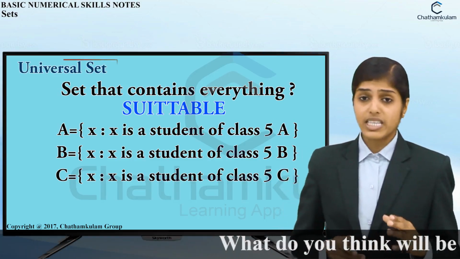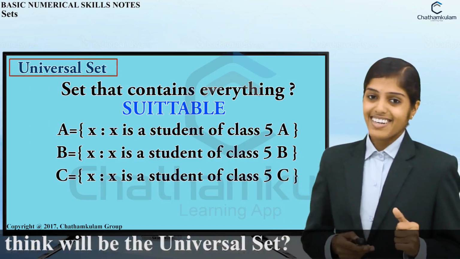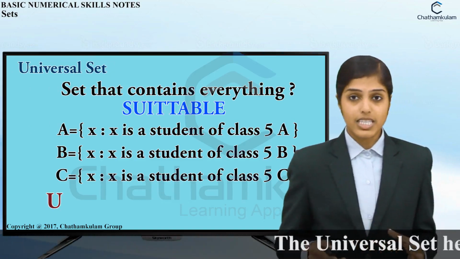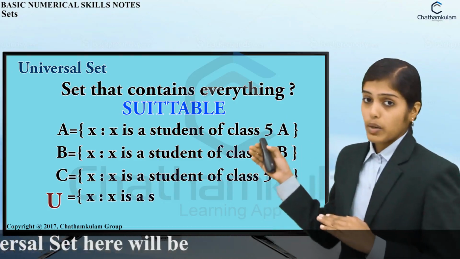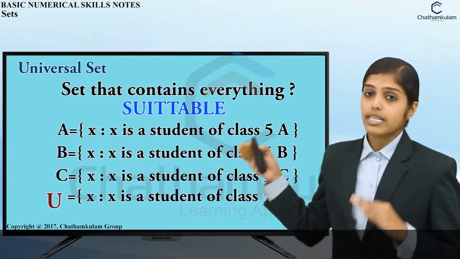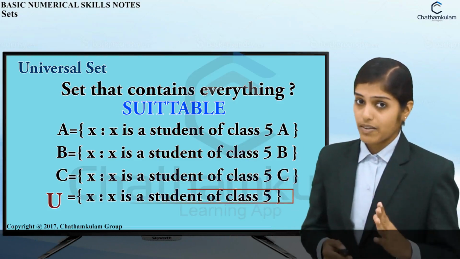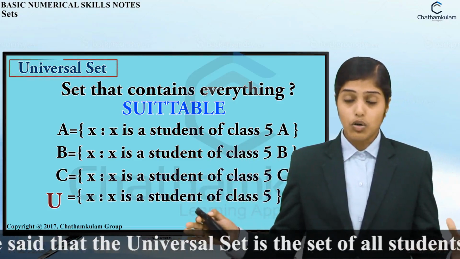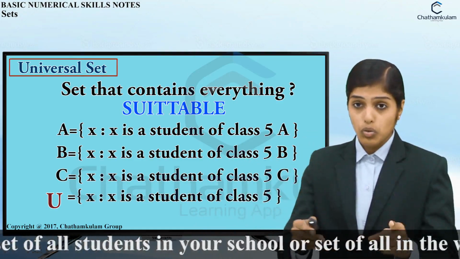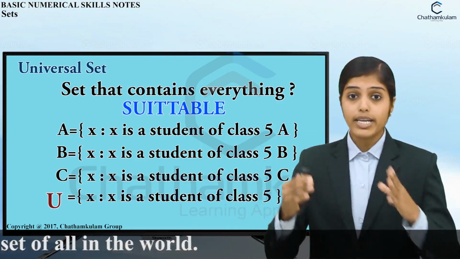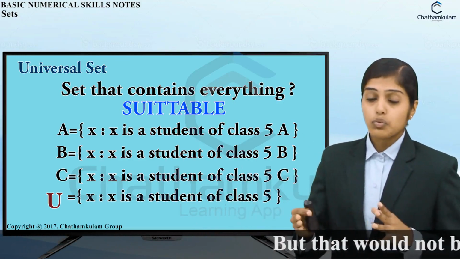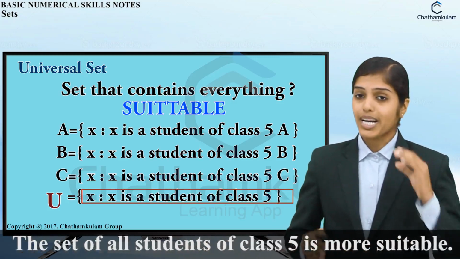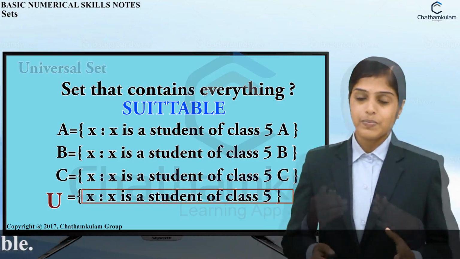So, what do you think will be the universal set? It is denoted by capital U. The universal set here will be U is equal to the set of X such that X is a student of class 5. So you could have said that the universal set is the set of all students in your school or the set of all students in the world. But that would not be correct. The set of all students of class 5 is more suitable.